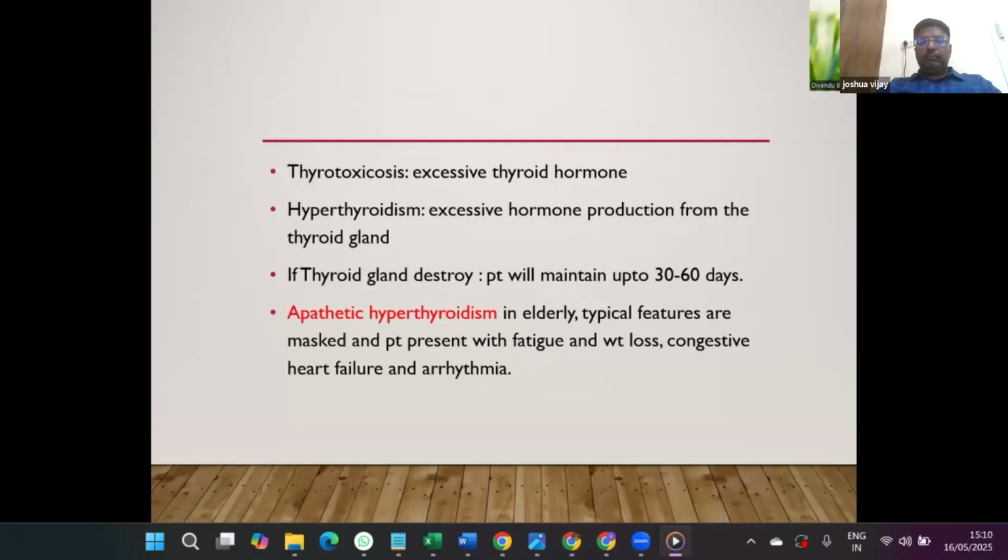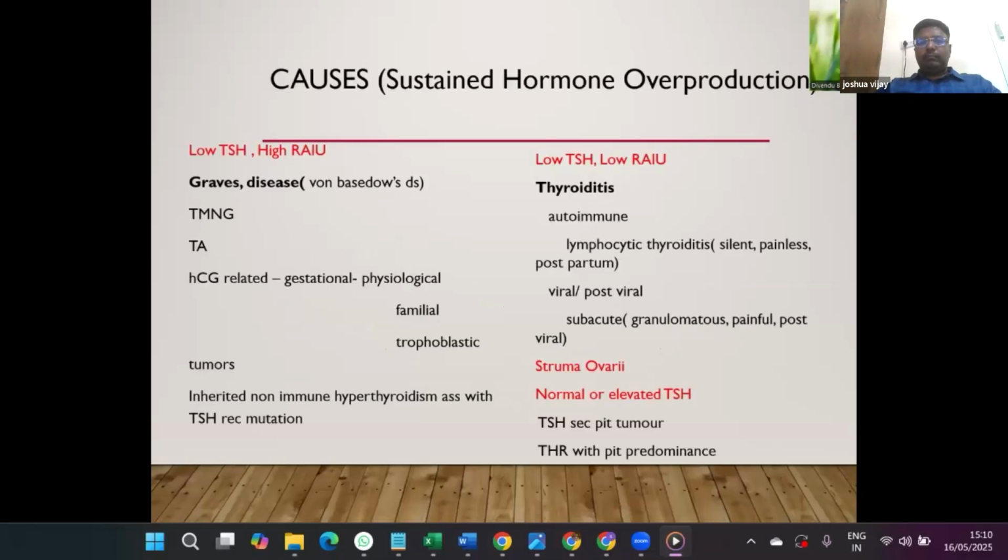There is a term called apathetic hyperthyroidism, particularly in the elderly. Patients present with fatigue and weight loss. Mostly they present with AF, atrial fibrillation.